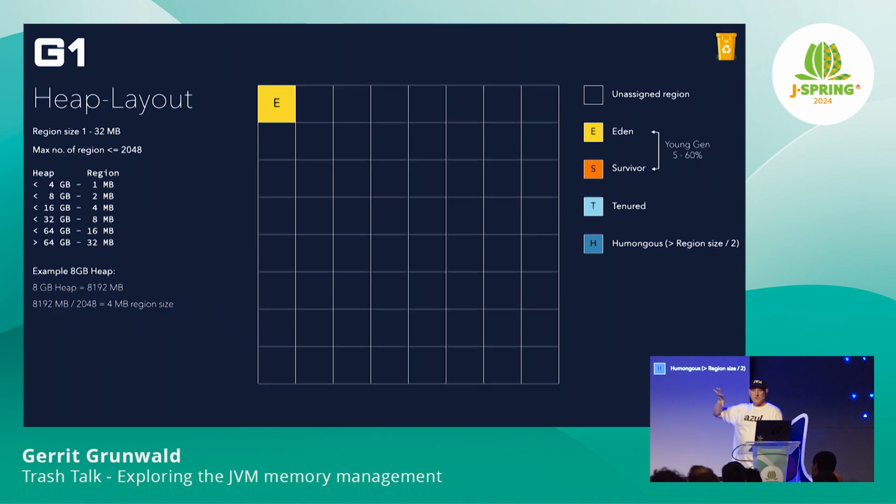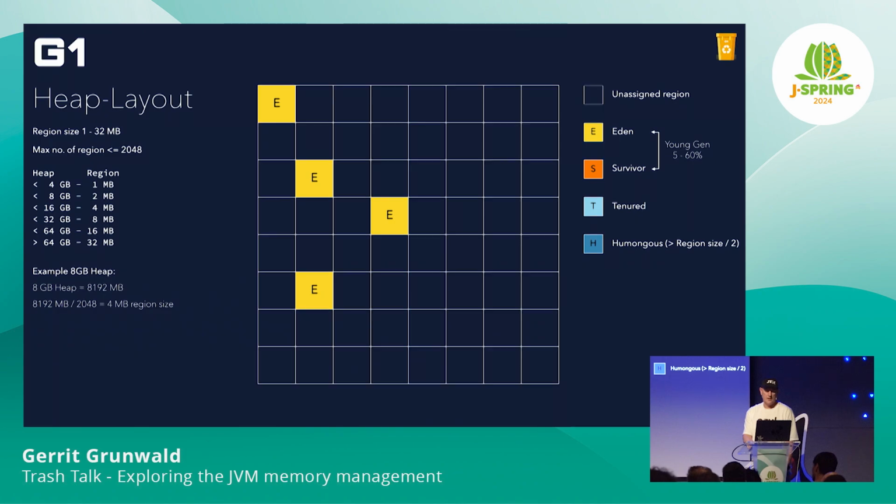Instead of having fixed regions, we just take the first one, and when we allocate, this is now the Eden space, right? So we just allocate in this region, and then we continue. If it's filled up, then we take the next one, right? We don't do garbage collection yet. We just take the next one, and so on, until we reach a specific ratio between young and old generation here.